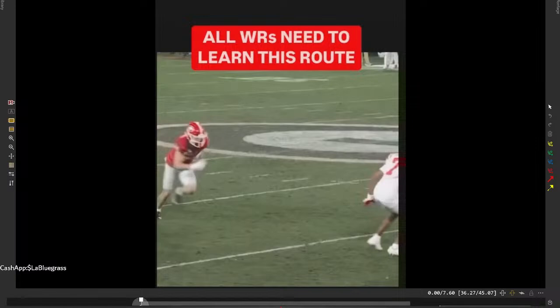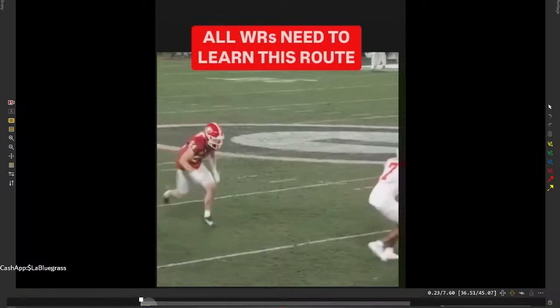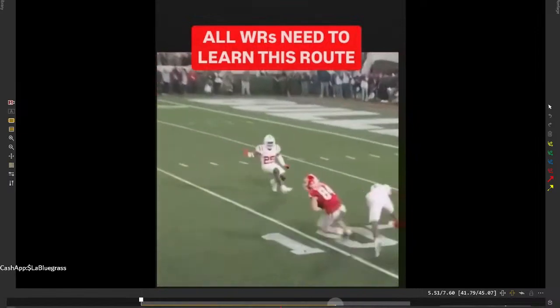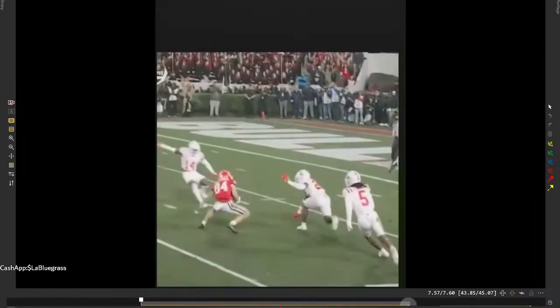I think I saw this on Instagram, and I was like, I just have to do this because this is something that would bother me as a DB coach to the nth degree. And I'm just gonna play it all the way through, and then we'll talk about it. Yeah. All right.